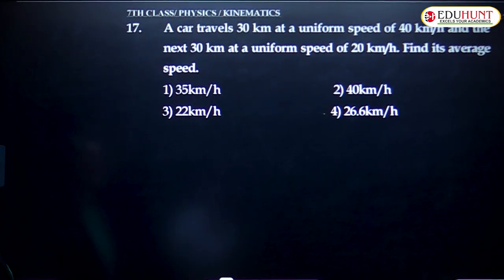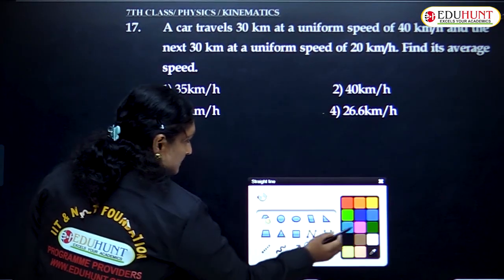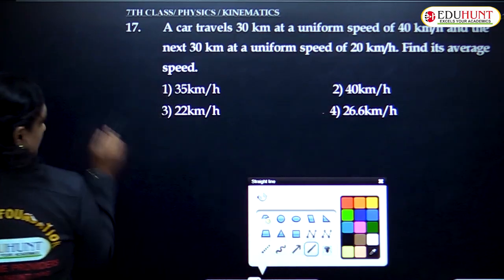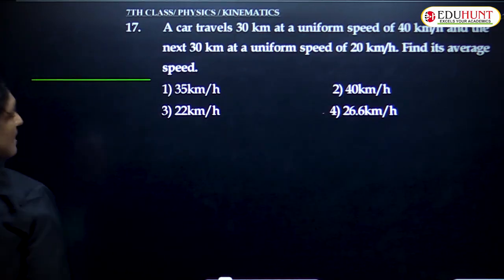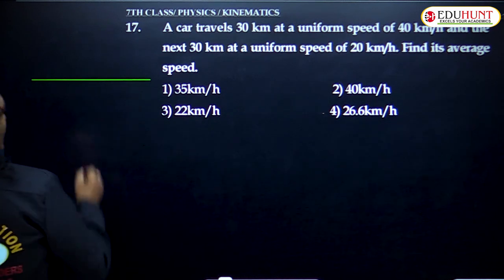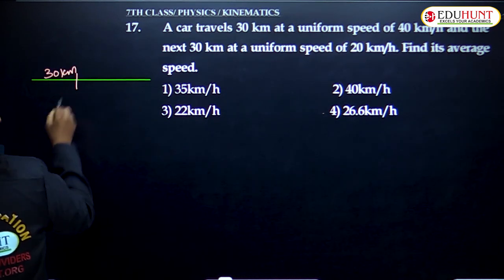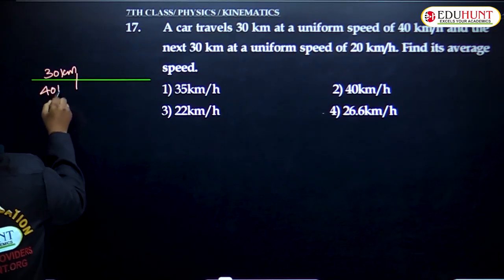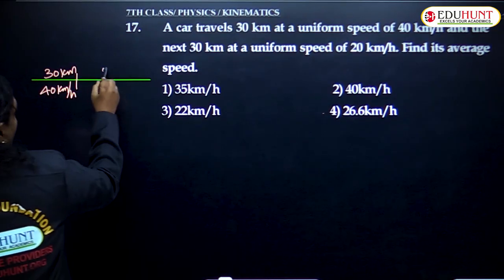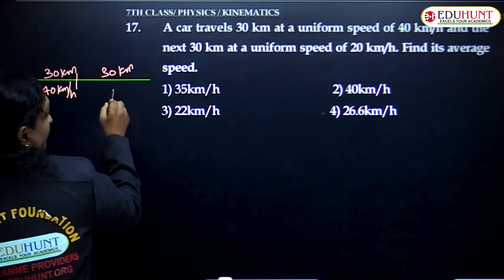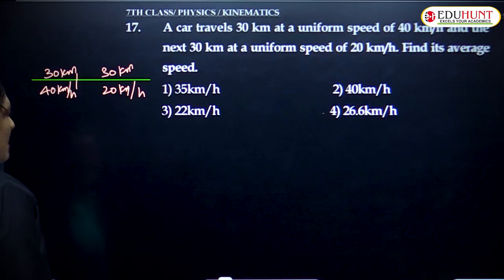You are asked to find the average speed. So again, if you look back at the question, what was the given data, children? A car travels 30 kilometers at a speed of... so how much distance? The initial distance was given as 30 kilometers, covered with a speed of 40 kilometer per hour, and the next 30 kilometers with a speed of 20 kilometer per hour. So you are asked to find the average speed.